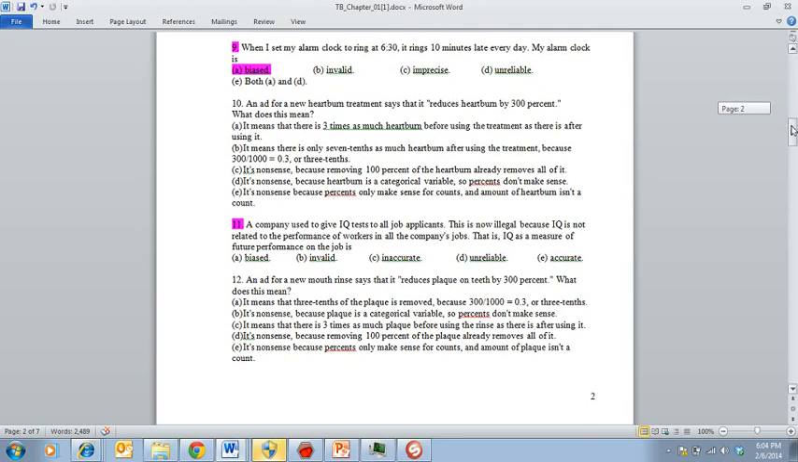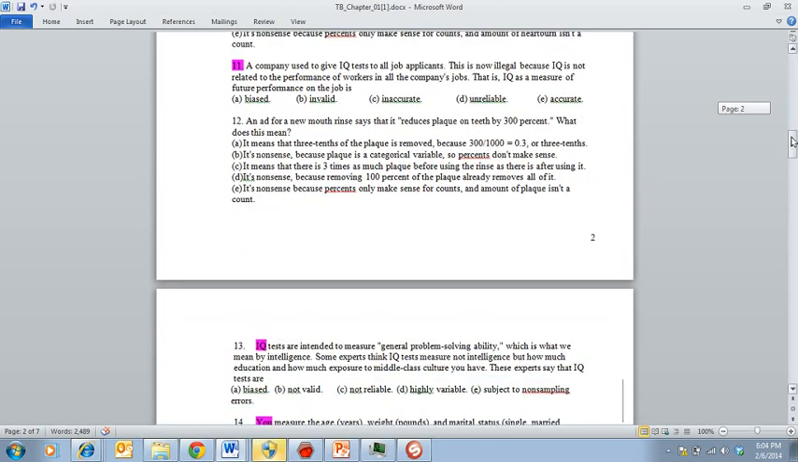Let's see. Also, number 11, we'll skip 10. That's for 1.3. But number 11, a company used to give IQ tests to all job applicants. This is now illegal because IQ is not related to the performance of workers in the company's jobs. That is, IQ as a measure of future performance on the job is invalid. It is not a valid way to measure IQ. Obviously, you're not going to get a good answer.